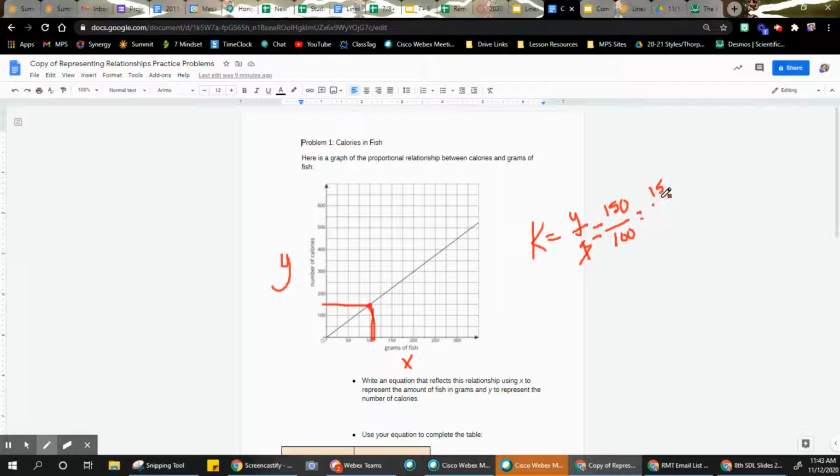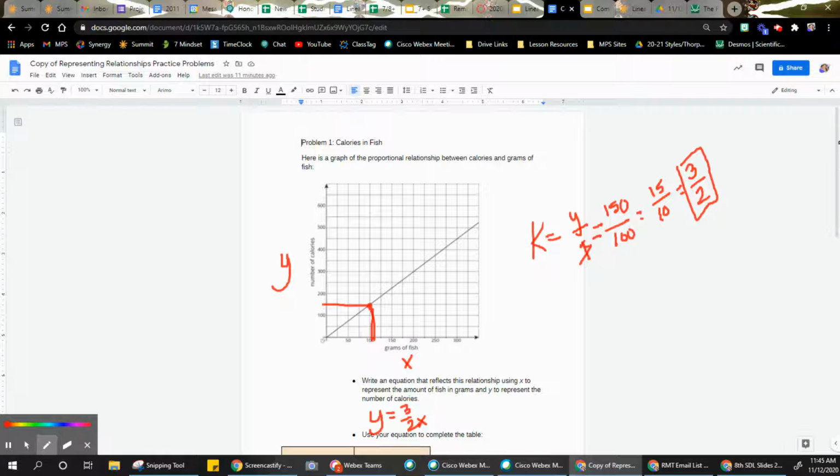When I divide 150 by 10, it makes 15, and 100 divided by 10 is 10. I can now divide them again by taking 5 out of both of them. 15 divided by 5 is 3, 10 divided by 5 is 2. I cannot simplify any more than that, so that's my constant of proportionality. So my equation for this is Y equals 3 over 2 x.